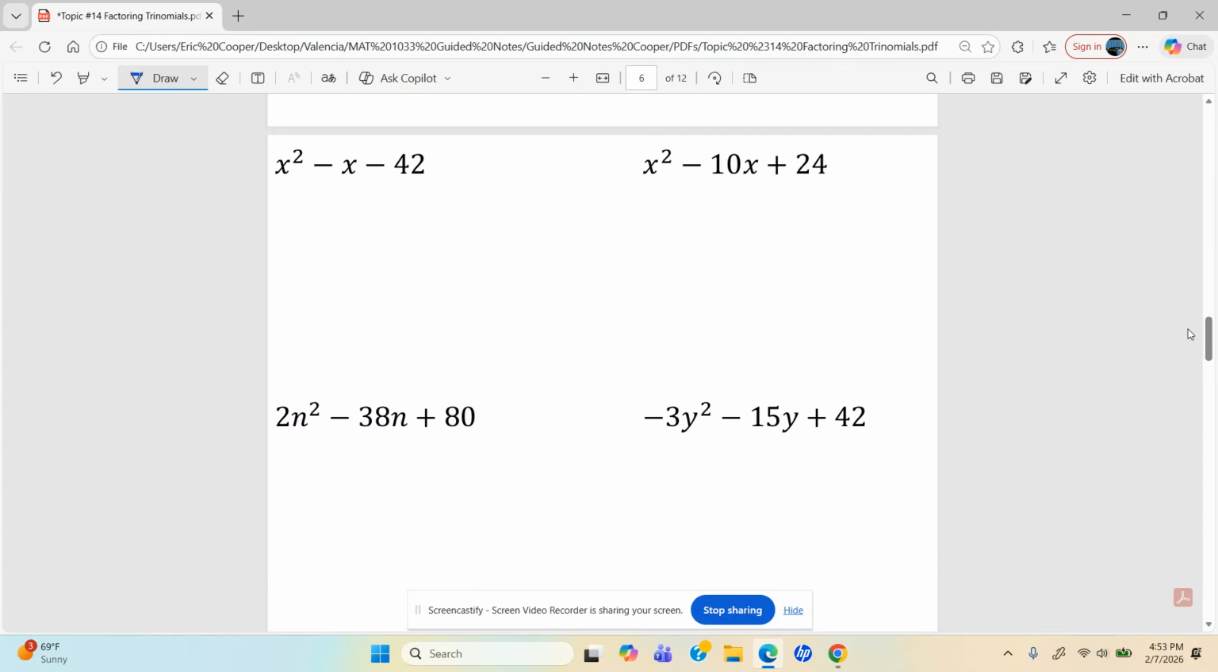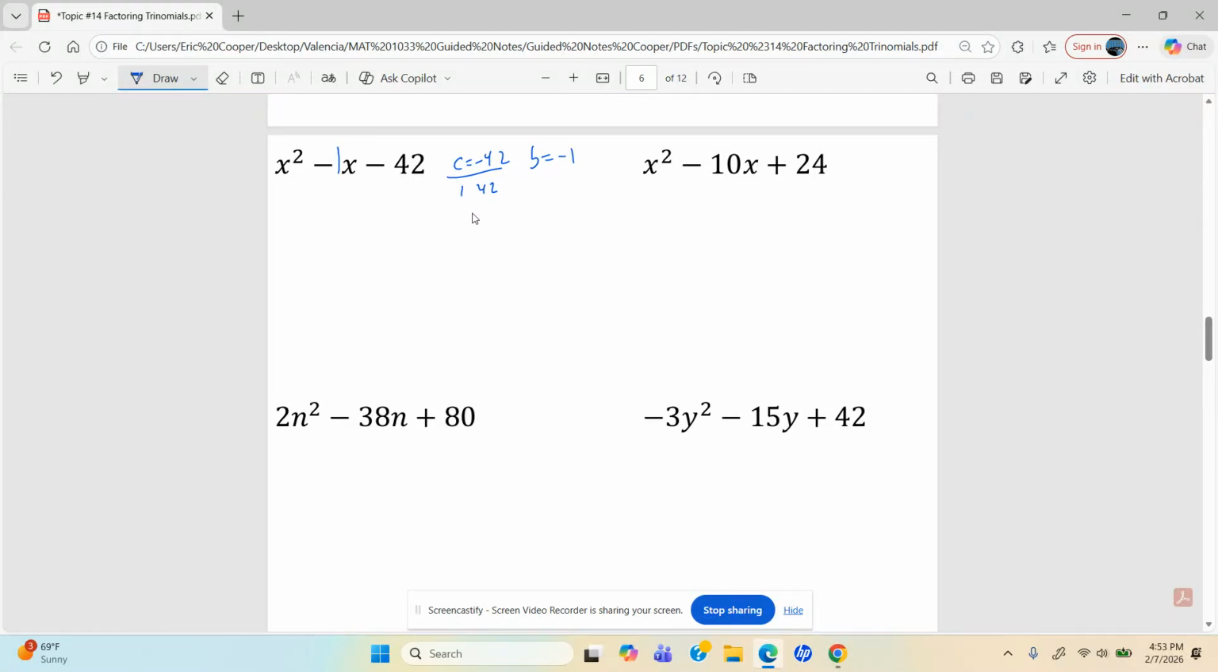A couple additional problems here. I've got to multiply to C, which is negative 42. And I notice here my B term, there's no number here. We'll pretend that there's a 1. So this is really a negative 1. So I need to find two numbers that are basically next to each other.